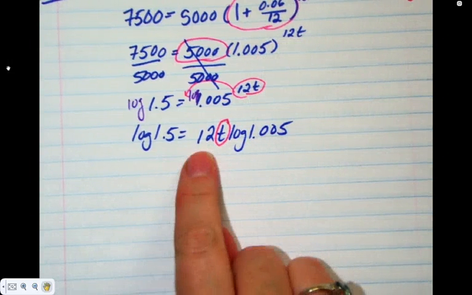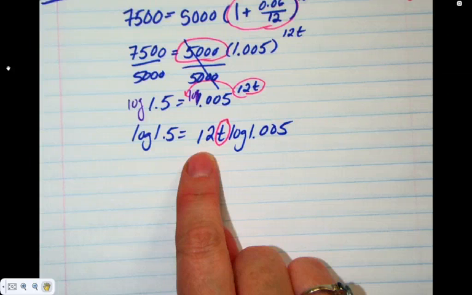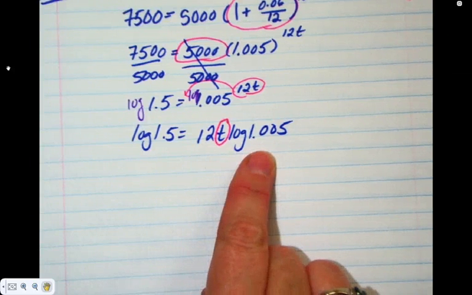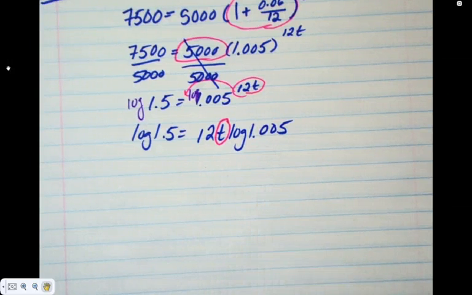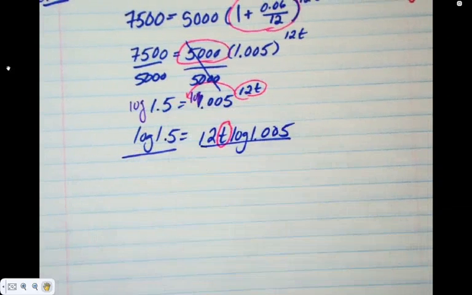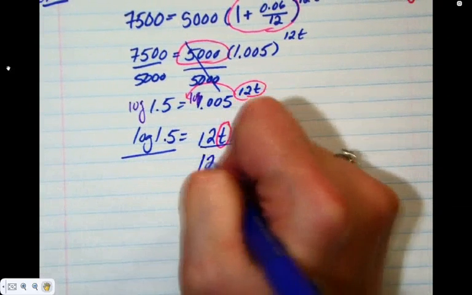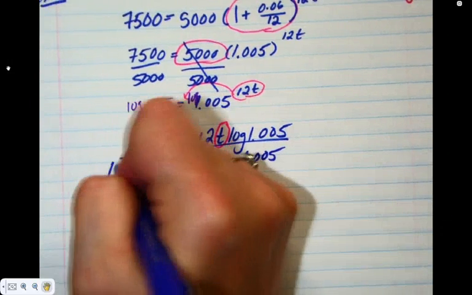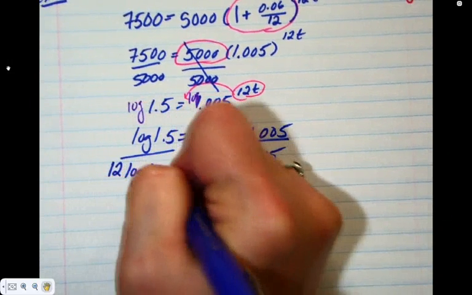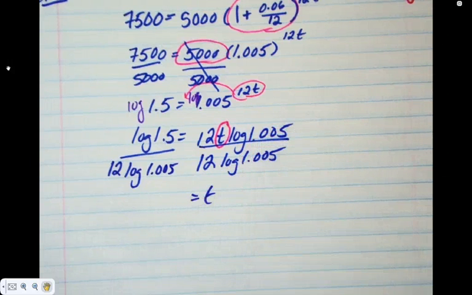So how do I get rid of a multiplication by 12? I'm going to divide by 12. At the same time, how do I get rid of a multiplication by a log 1.005? I'm going to divide. So in the same step, I'm going to divide by both. I'm going to divide by 12 log 1.005. The only reason we're not factoring is because we only have one term with t in it or x in it. We don't have two like we usually do.